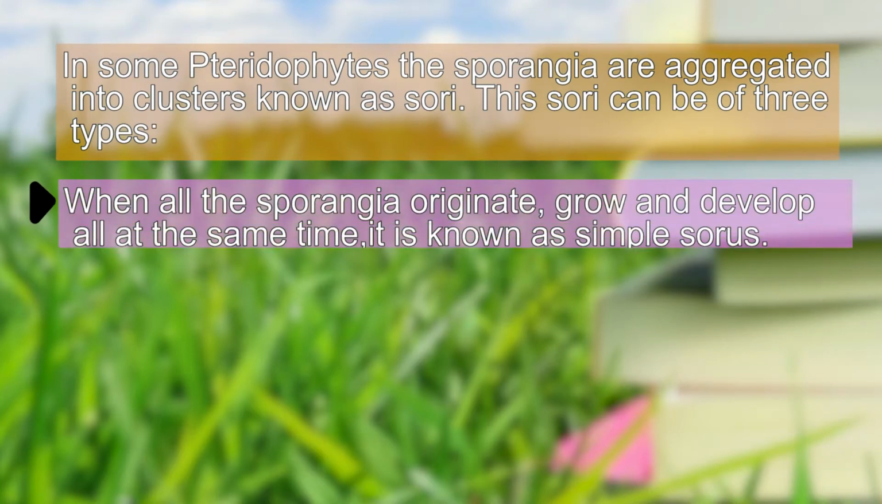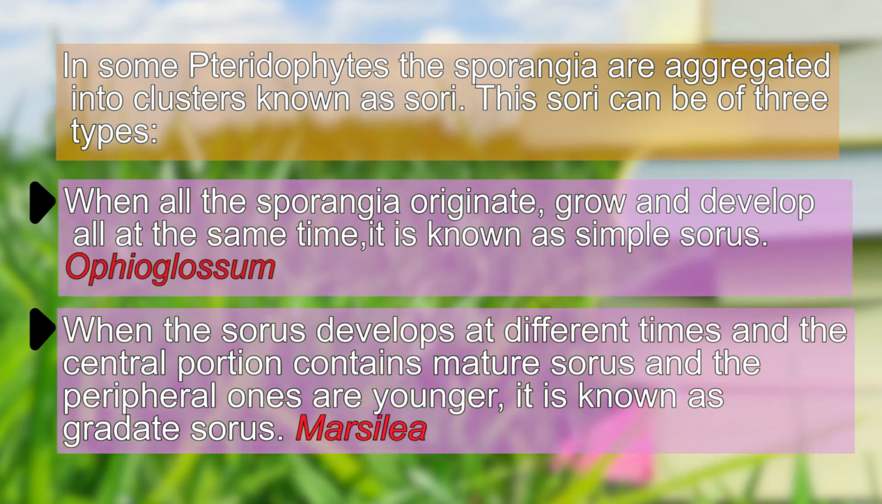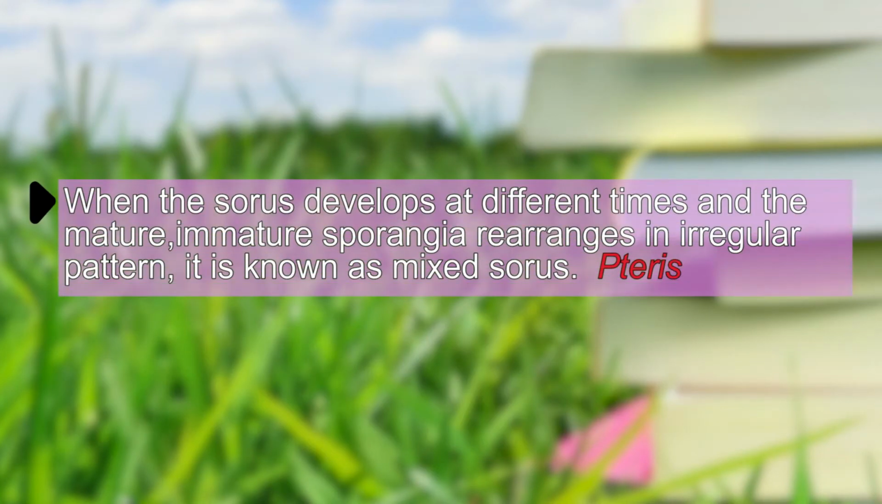In case of the simple sorus, the sporangia originate, grow and develop all at the same time. For example, as seen in Ophioglossum. When the sorus develops at different times, and the central portion contains mature sporangia, whereas the peripheral ones are younger, it is a gradate sorus. Example, Marsilea. And the last one, when the sorus develops at different times, and the immature and mature sporangia are arranged in an irregular pattern, it is known as mixed sorus.